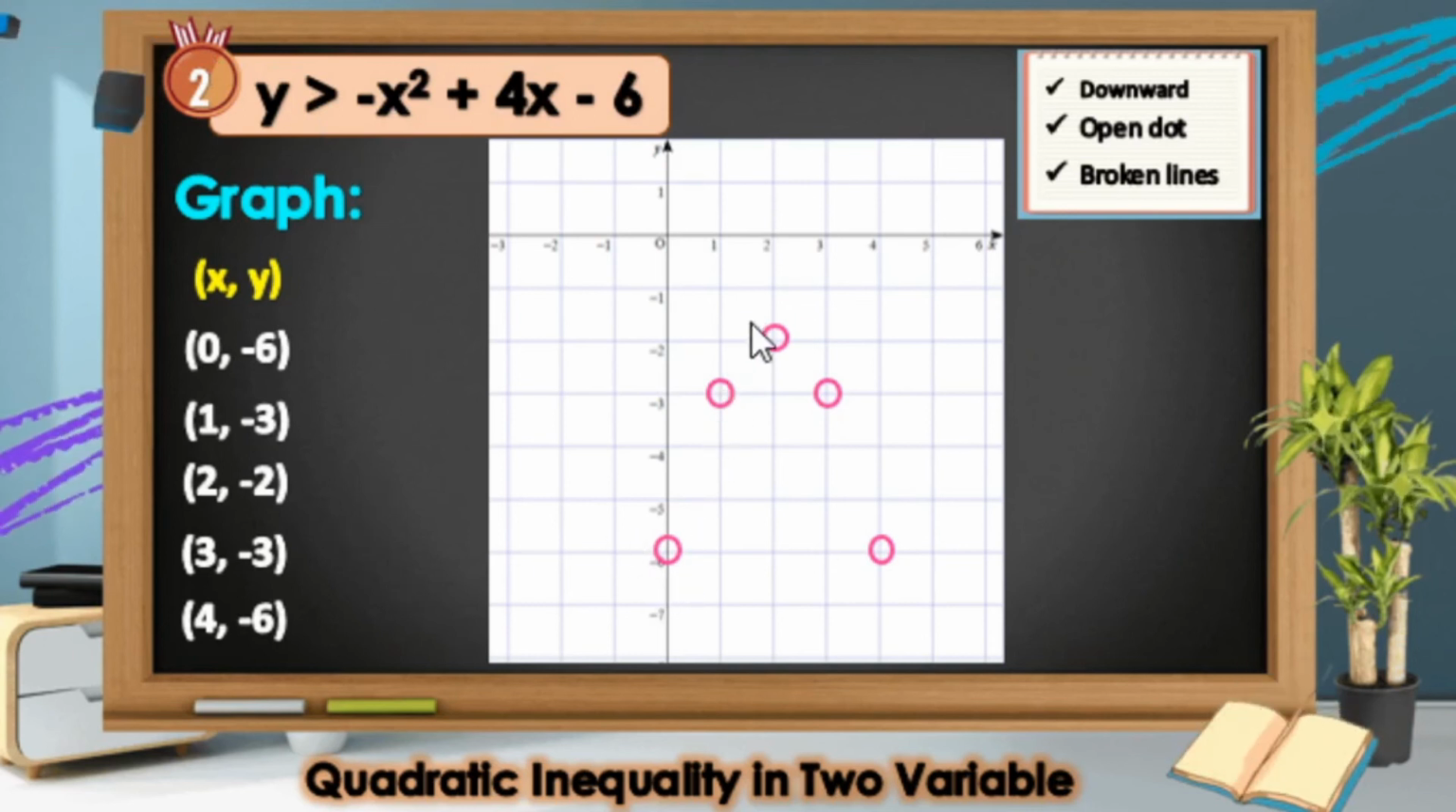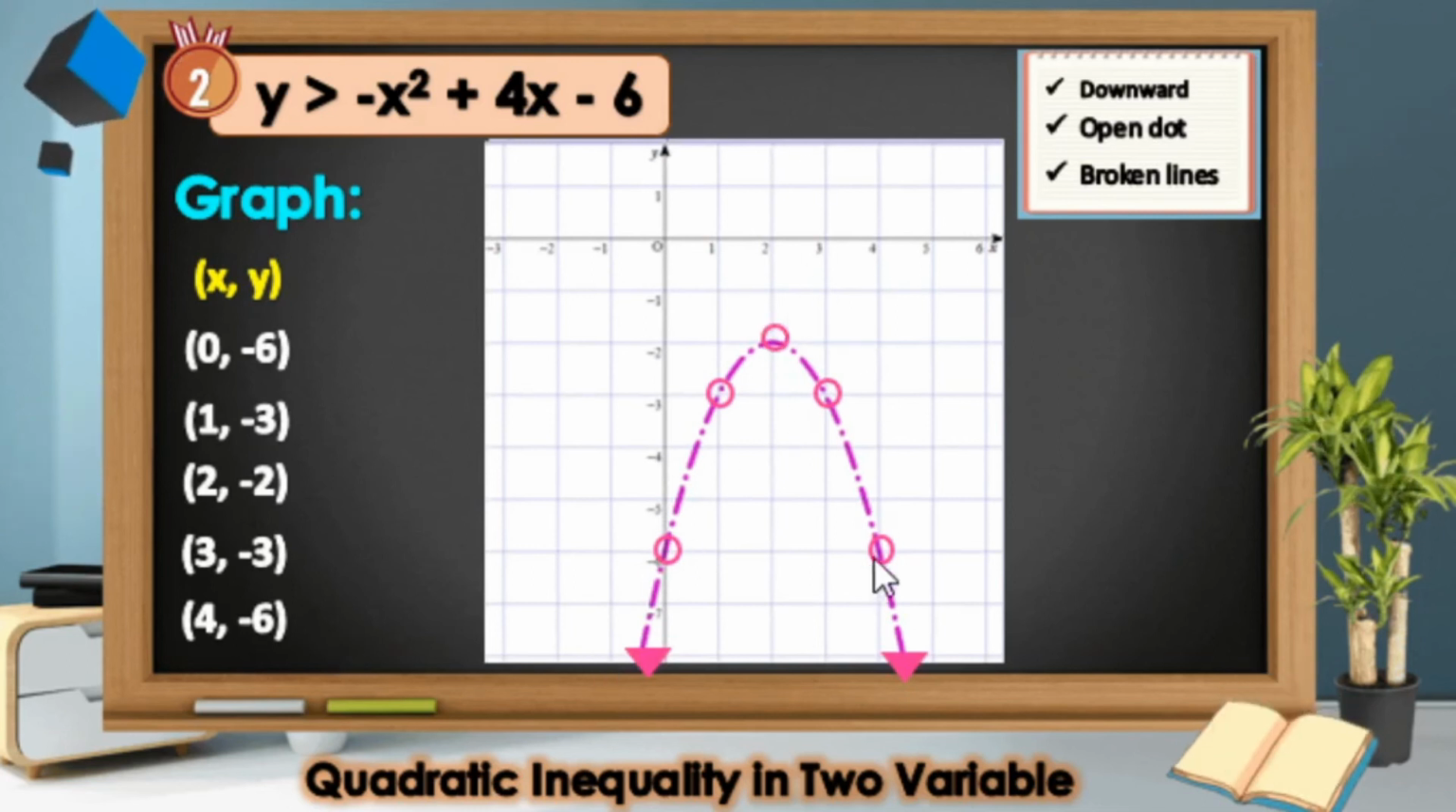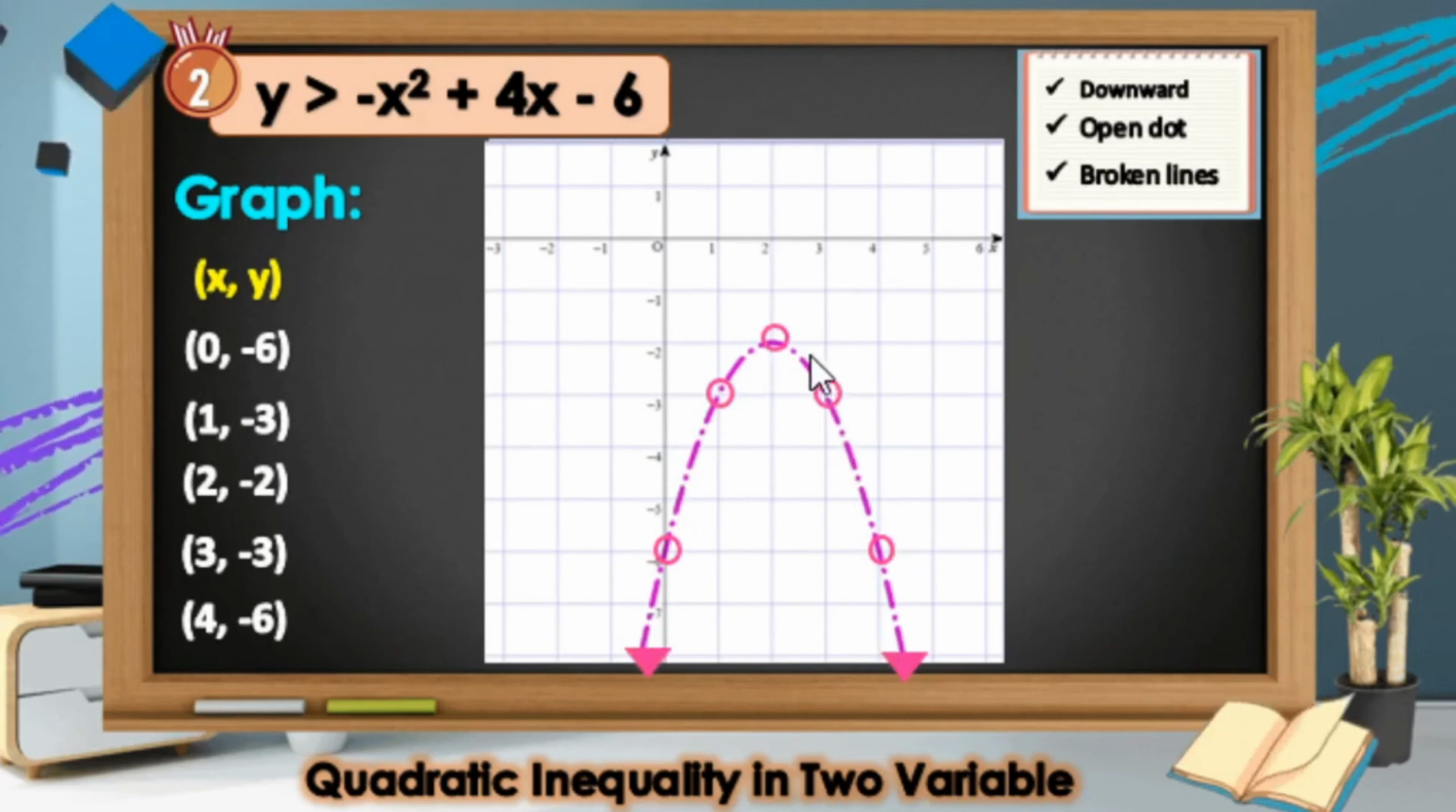Then, we have to connect these points. So, magkakaroon tayo ng graph na ganyan. So, broken line dapat, no? So, broken line yan. So, it means the points that lie on this broken line sa ating graph, no? They are not part of the solution. So, hindi sila kasama sa solutions ng ating given quadratic inequality.